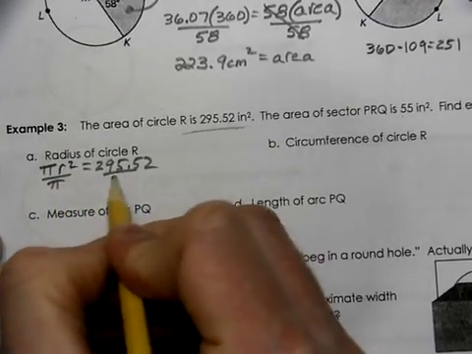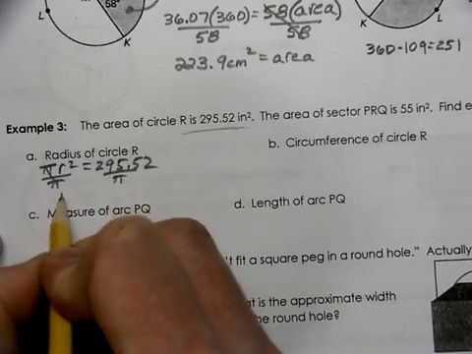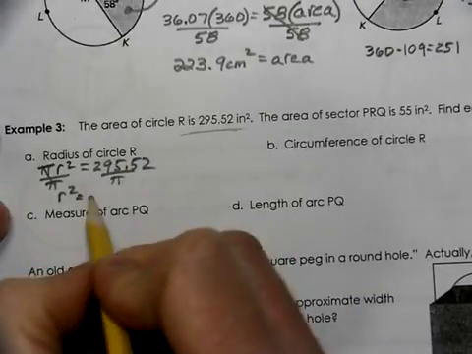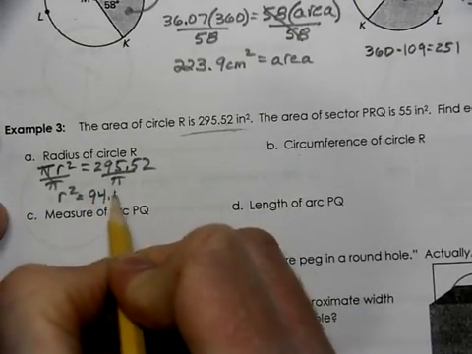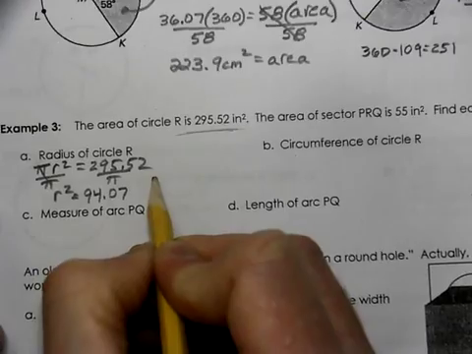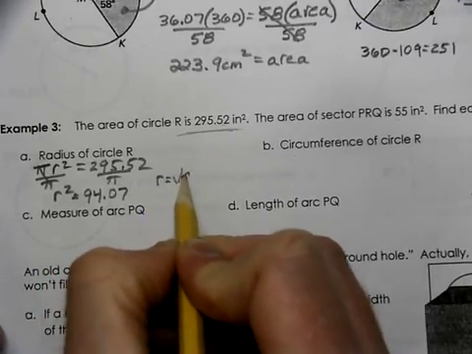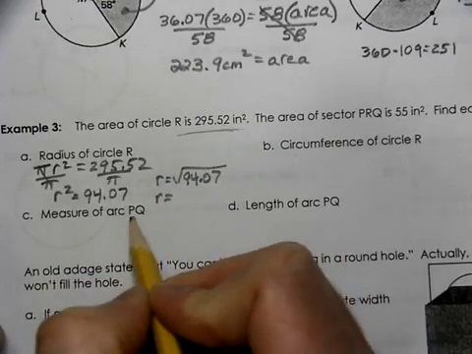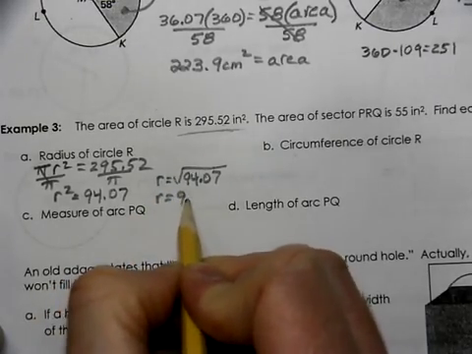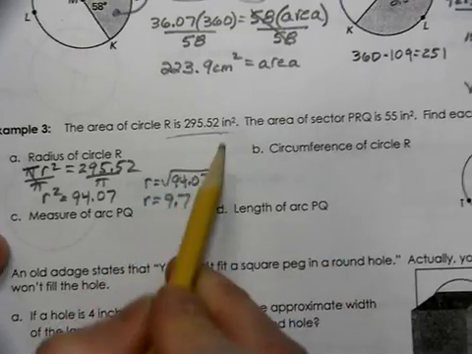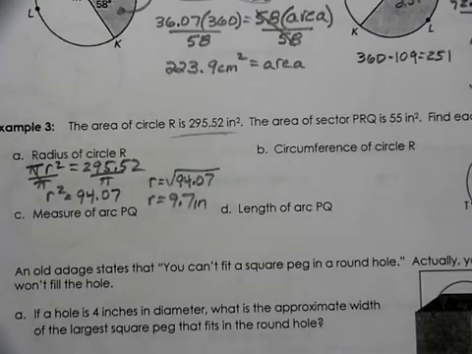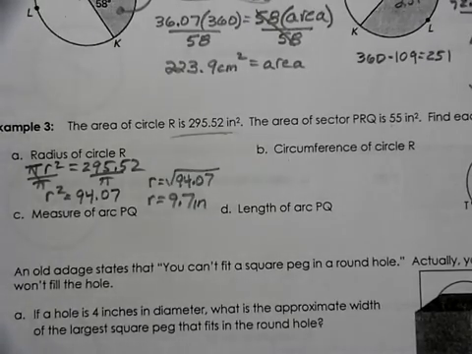So we'll divide by pi. That gives us an r squared, which is 94.07. So we'll take the square root of 94.07, which comes out to be 9.7. And our units are inches. So there's the radius of our circle.